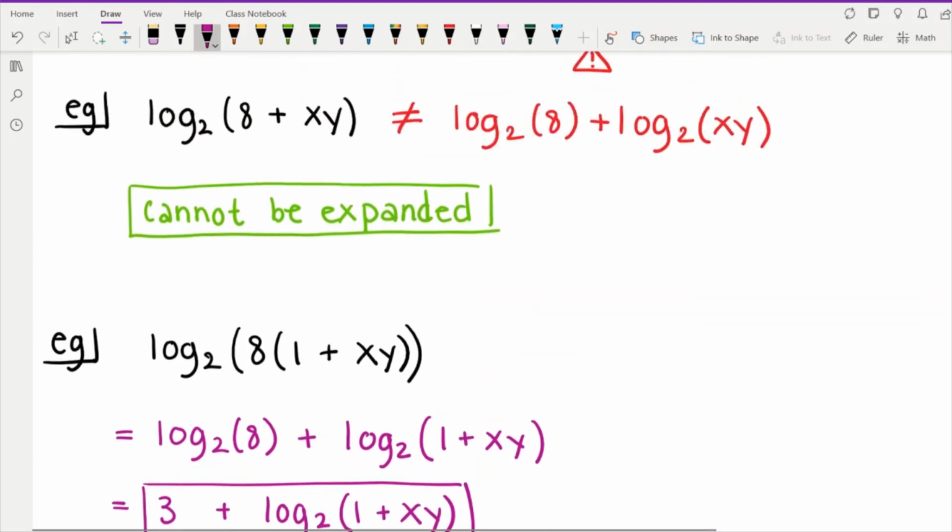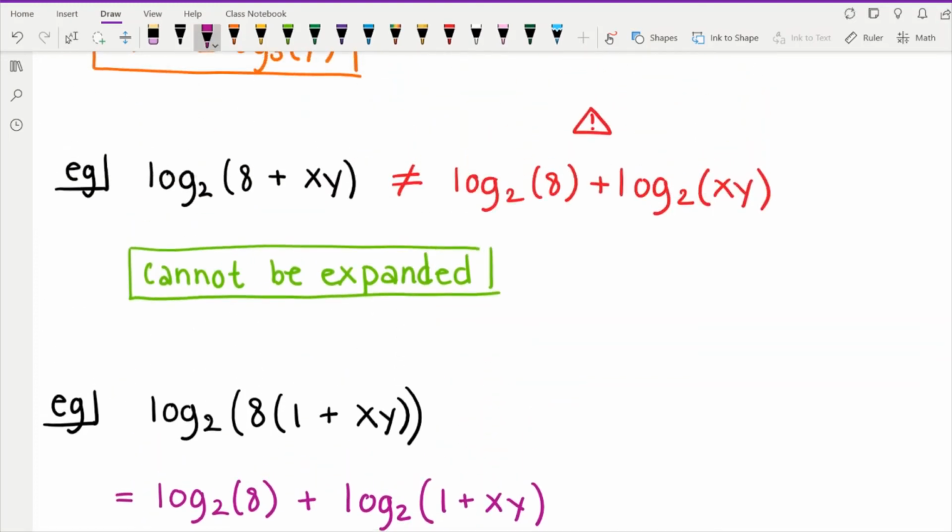And by the way, these two expressions are not actually equal to each other, right? So if you distributed this 8, you would get 8 plus 8 times xy, not 8 plus xy. So if this original one had been 8 plus 8 times xy, well, then you could have factored out the 8 and done the same thing we did down here, but it wasn't, right? It was just 8 plus xy.